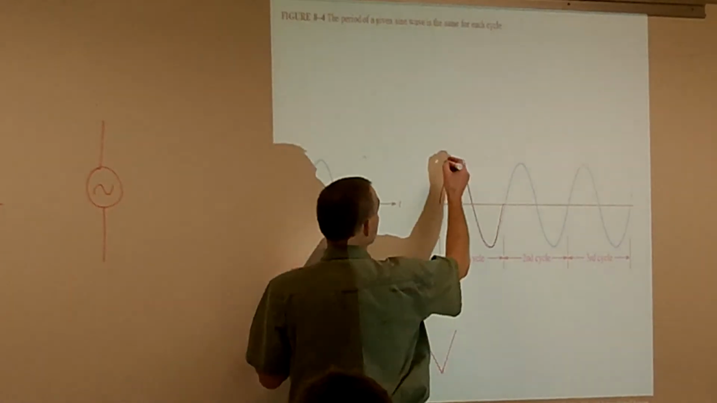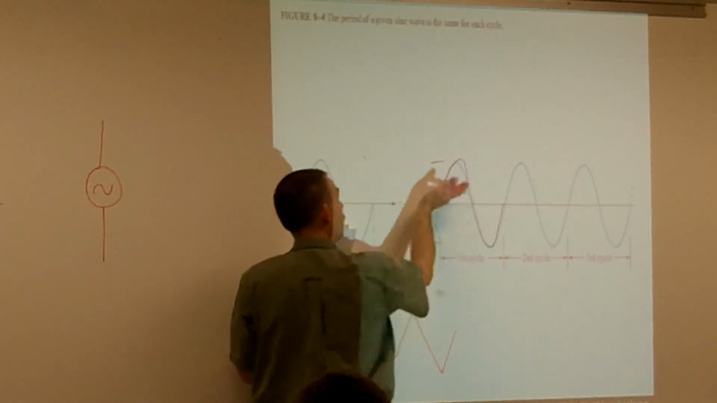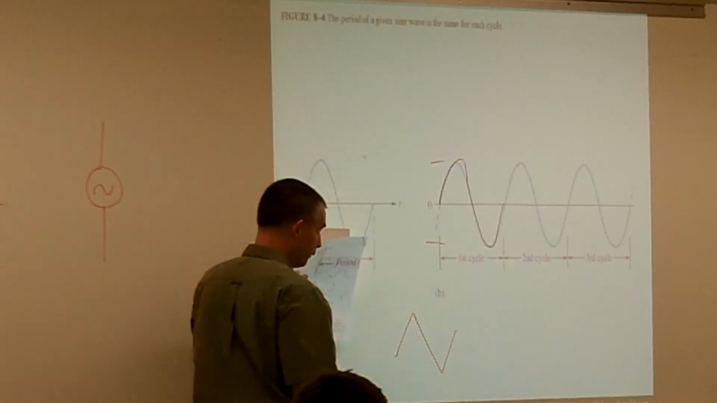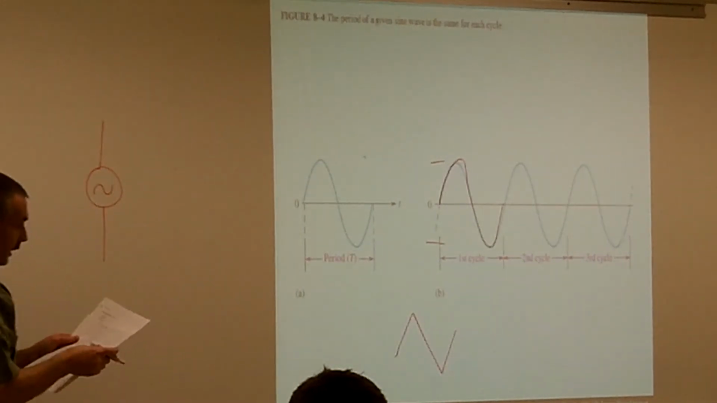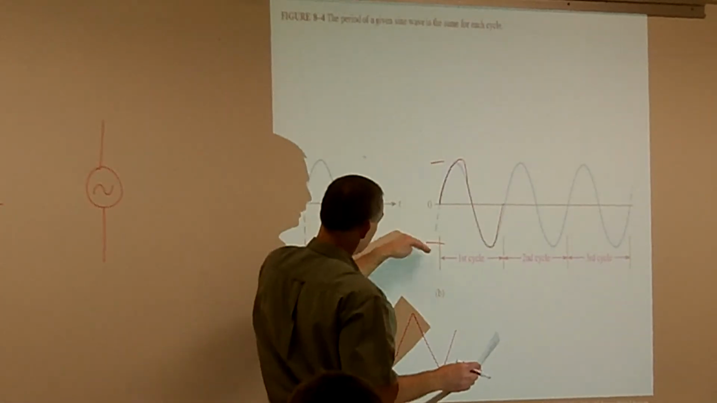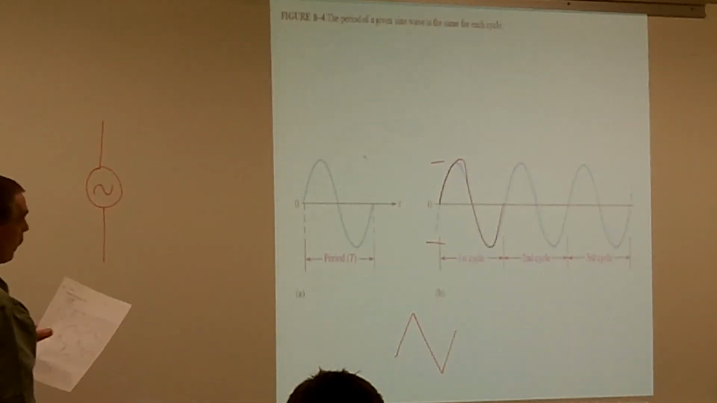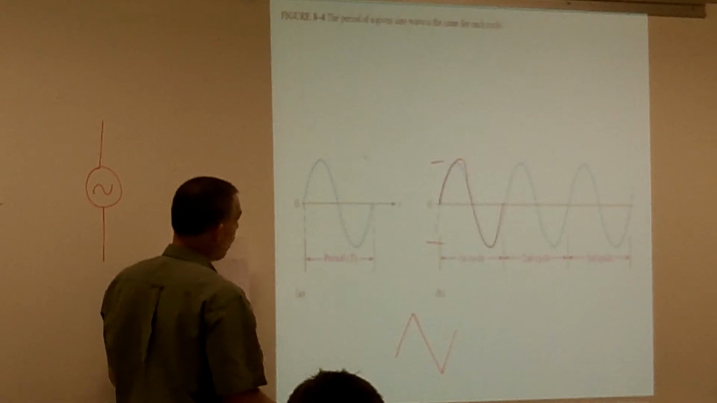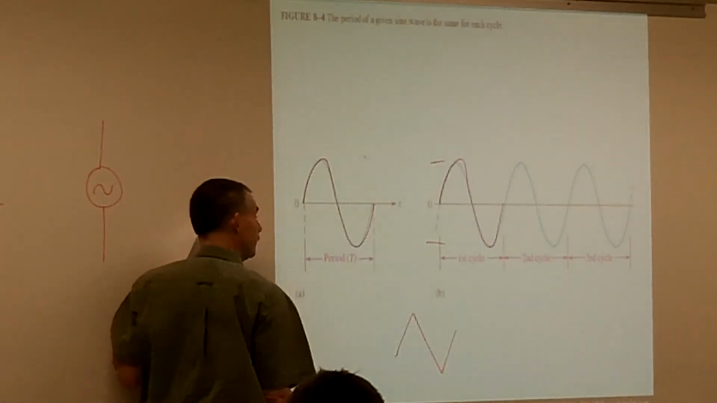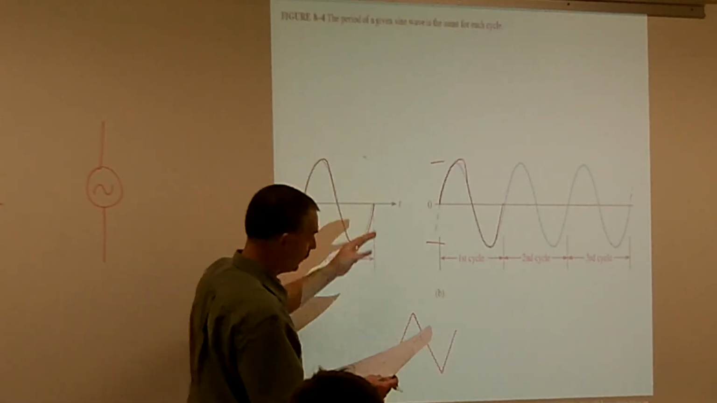The other one that we need to know is our amplitude. How large is it? How far does it go to the positive voltage, and how far does it go to the negative voltage? We're also going to be looking at this as my V max, and this as my V min. And then we're going to be looking at time. How long does it take to complete one complete cycle? That's going to be our period.